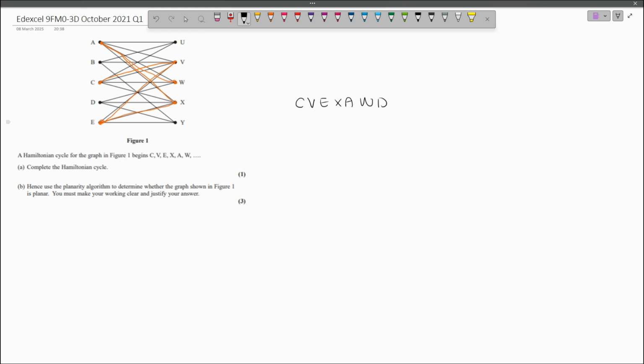D can't go to X, so it must go to Y. After Y, we can't go to E, so we must go to B. After B, we can't go up to V, and we can't go back to Y, so we must go to U. And last but not least, now we've visited every vertex, we've got to return to the starting node C. If you don't return to the starting node C, you won't get a mark. As long as you stay to the letters D, Y, B, U and C, that's going to be your first independent accuracy mark.